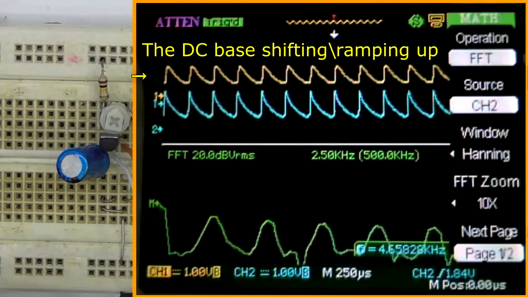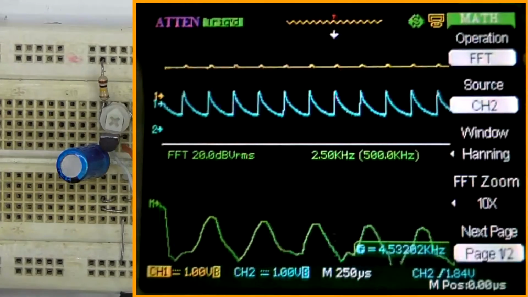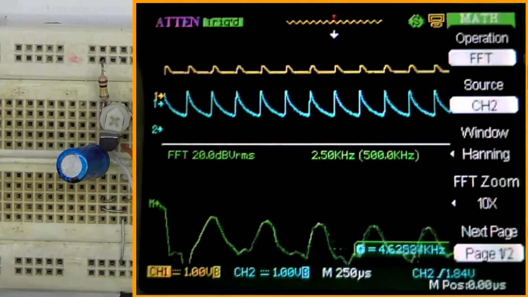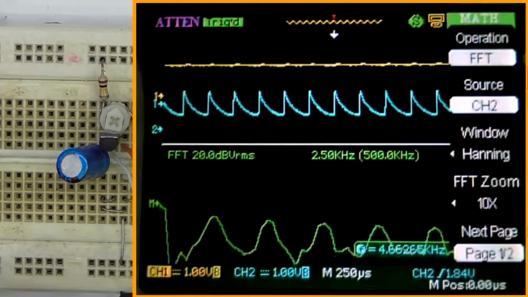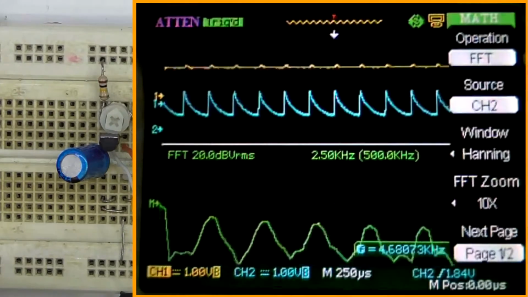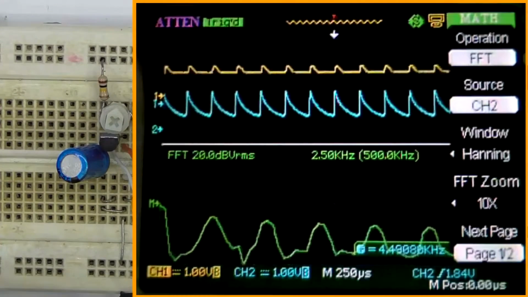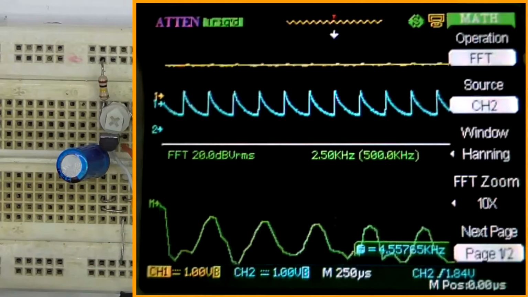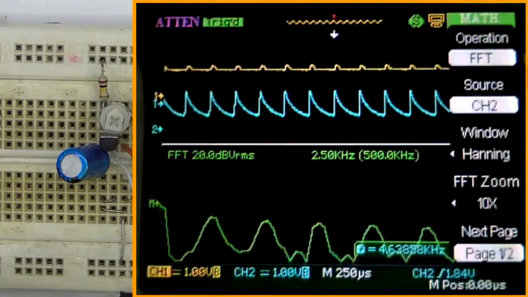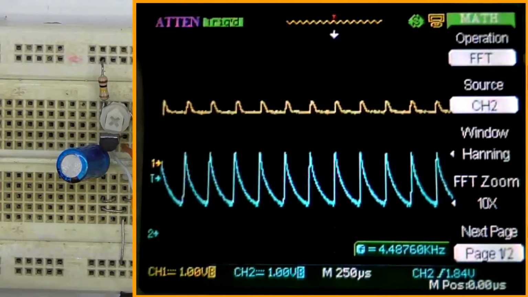So the FFT analysis of channel 2, you can see the harmonics of that particular waveform, which is sort of kind of sawtooth, and you can see the various harmonics there, but you can see that the frequencies are shifting. It's probably the easiest way that I can think of to show you how the frequency is changing. But let's turn the math off and take a look at that.